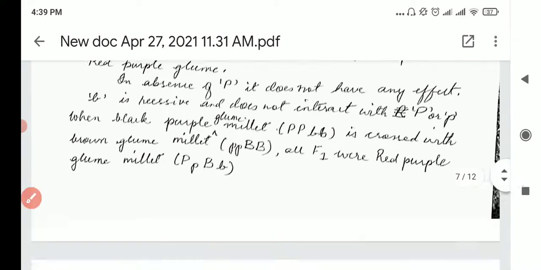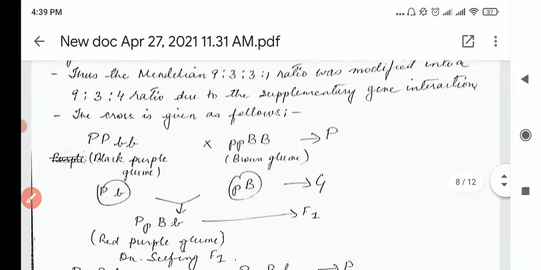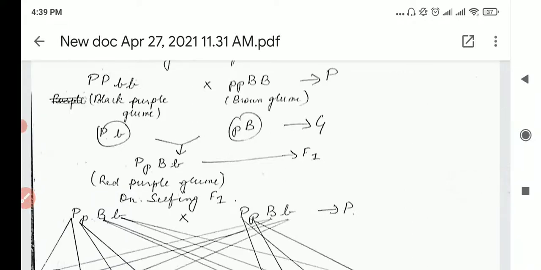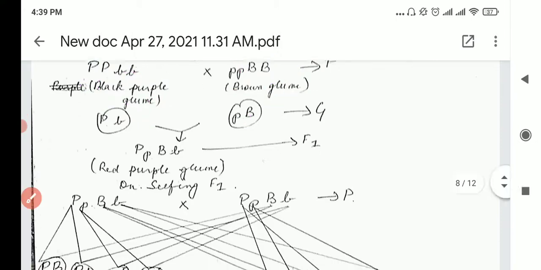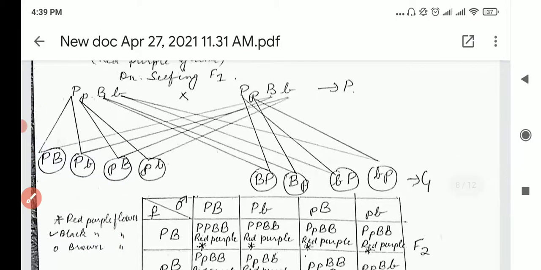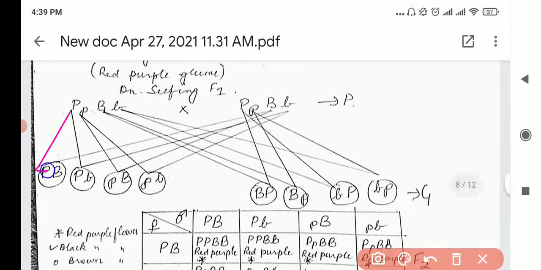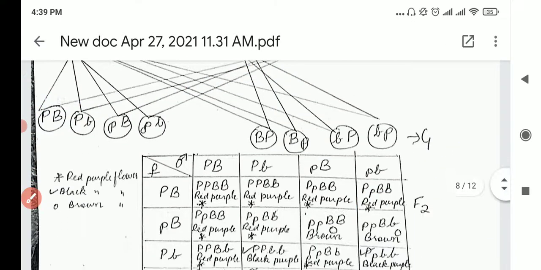Okay, so if we look at the cross, so we start with a black glume. Okay, capital P produces black. Okay, and capital B produces brown. Okay. So to make the gametes, you just try from the way mother to father, mother to father. Okay, you do that way. Then you make the cross.